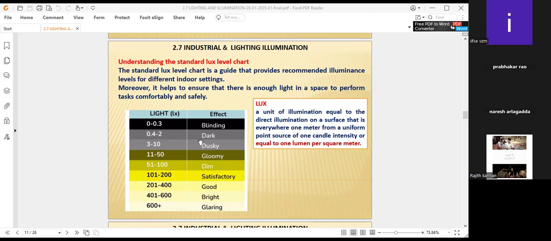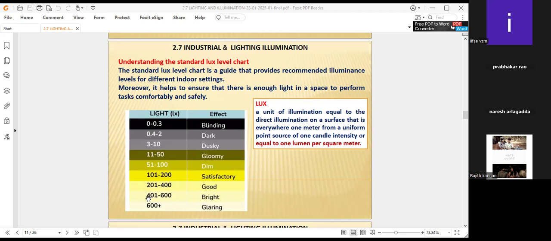3 to 10 lux is dusky. Dusky in the sense of discomfort and inconvenience; fatigue will occur. 11 to 50, gloomy. 51 to 100, dim. 101 to 200, satisfactory. 201 to 400, good. 401 to 600, bright. 600 plus, glaring.